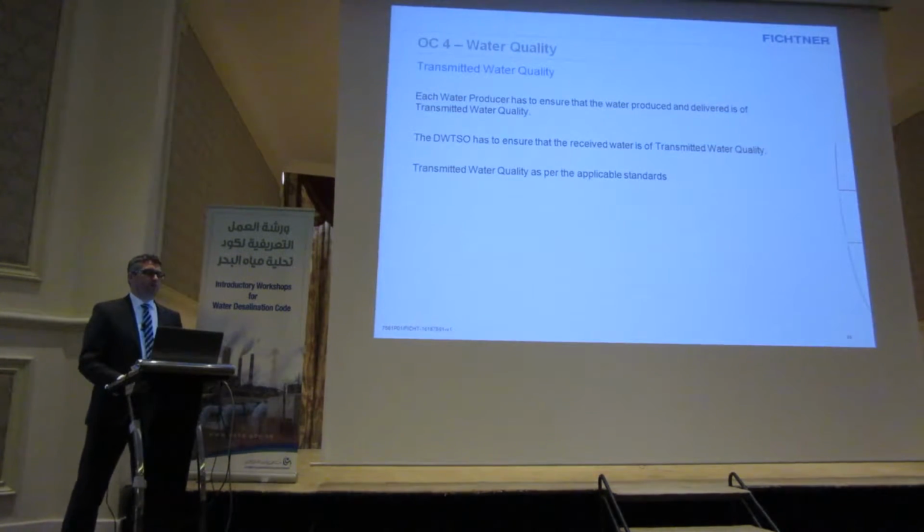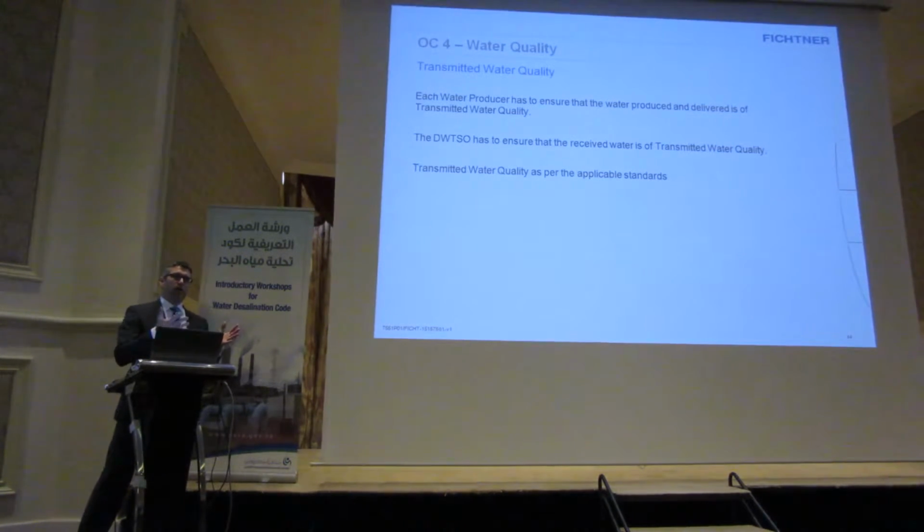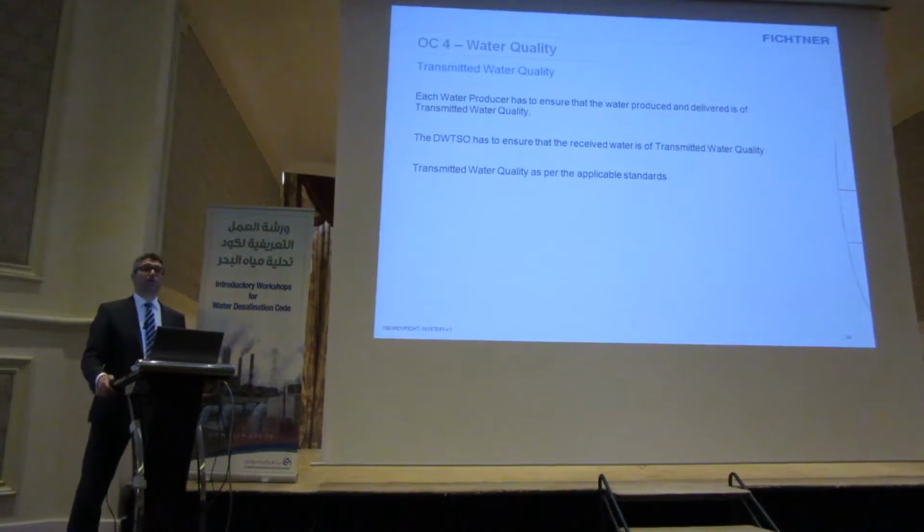Each water producer has to ensure that the produced water out of their plants, which is fed into the transmission system and delivered in the end to the end consumers, is of such transmitted water quality, meaning it follows the specifications as stated in the code. The transmission system operator himself has to ensure that what he receives at the connection point is of transmitted water quality. So there's an obligation on both ends: first of all, to produce it in the right way, and also to monitor what is received at the connection points, but also to maintain the quality throughout the transmission system up to the connection points where the distributors take off the water and finally supply it to the consumers.